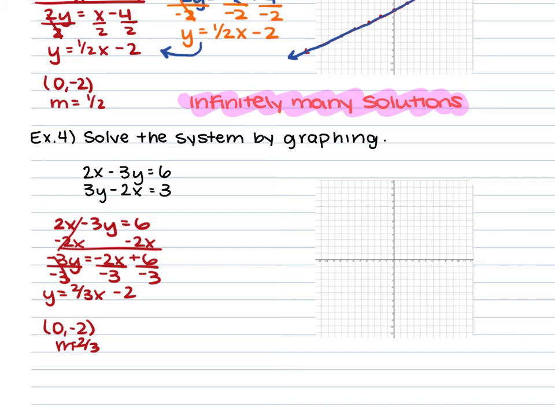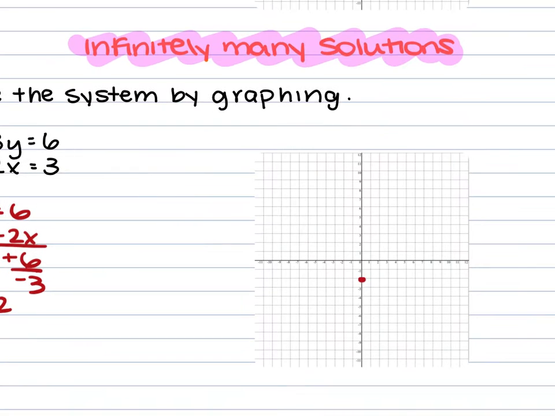So 0, -2. From there, I'm going to go up 2 to the right 3. And then keep that trend going the entire way through that coordinate plane. I'm also going to go down 2 and to the left 3. And then I'm going to draw that line through those ordered pairs.